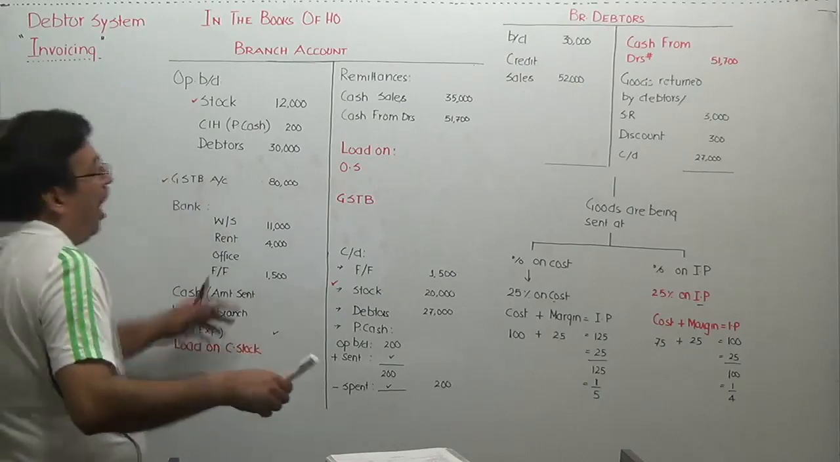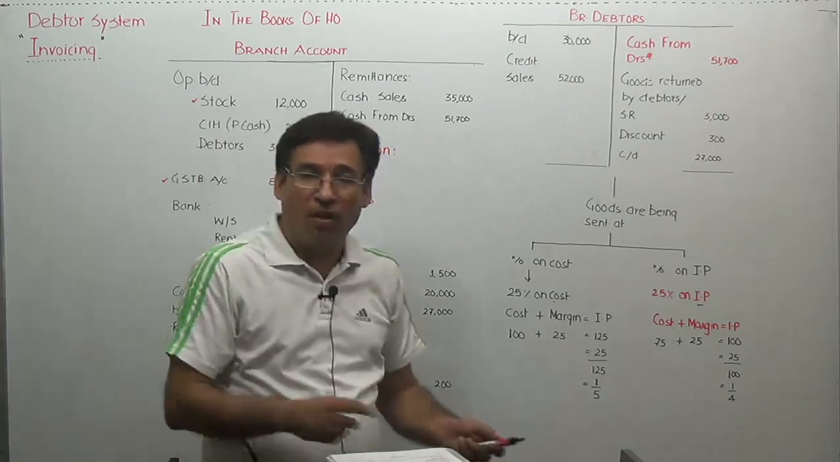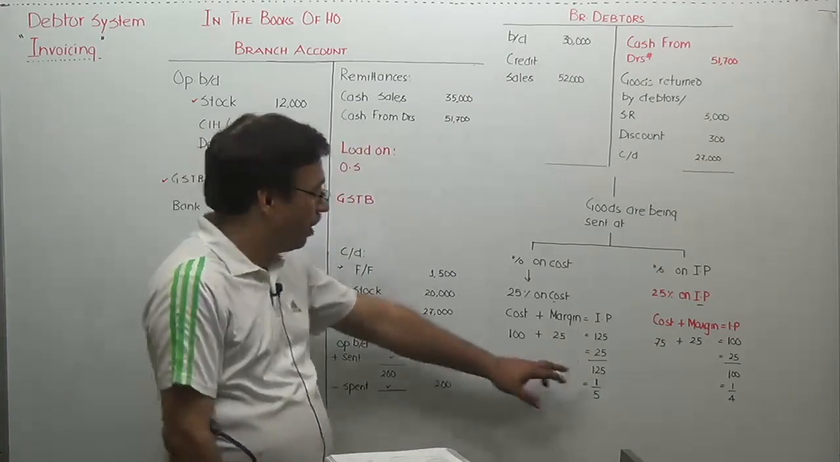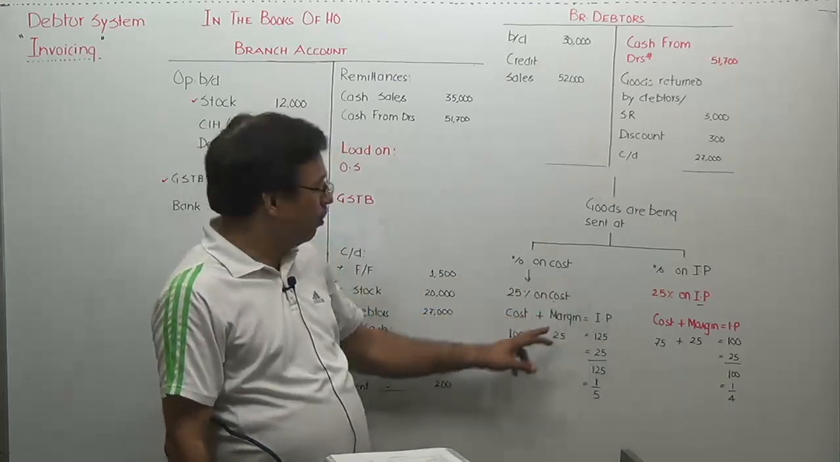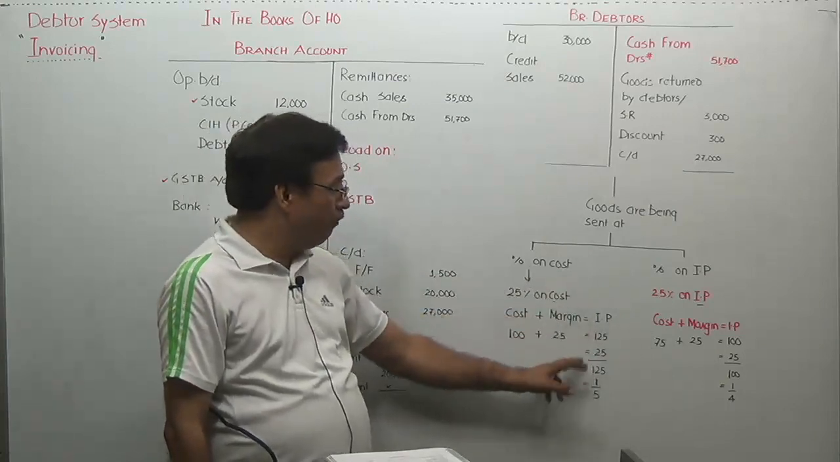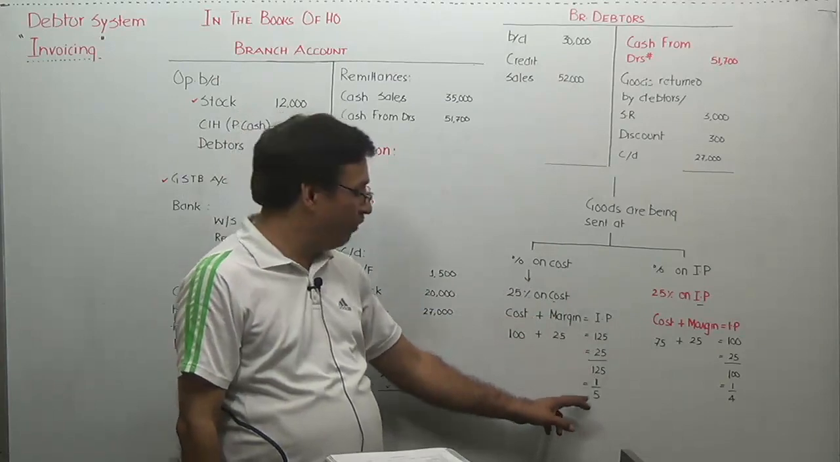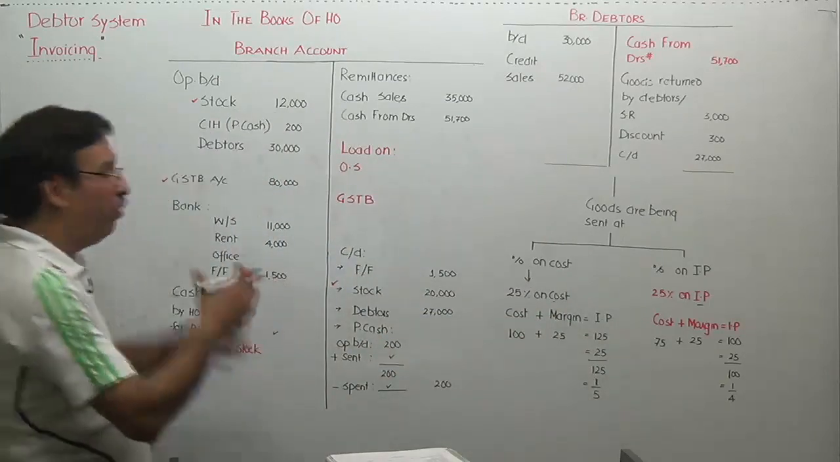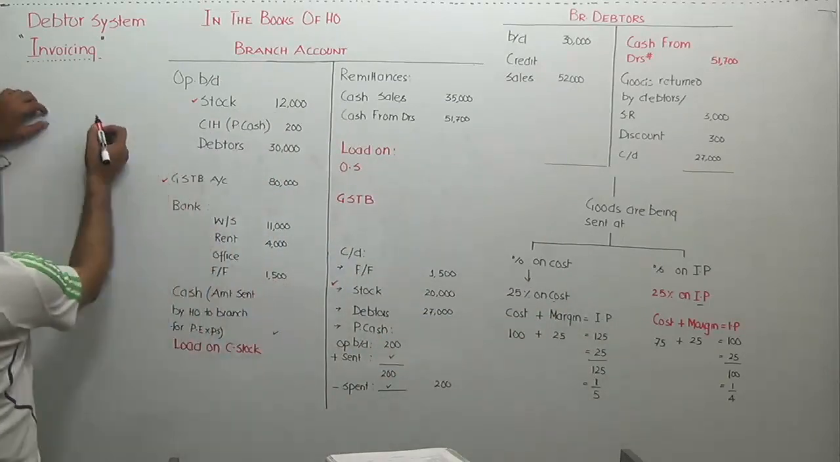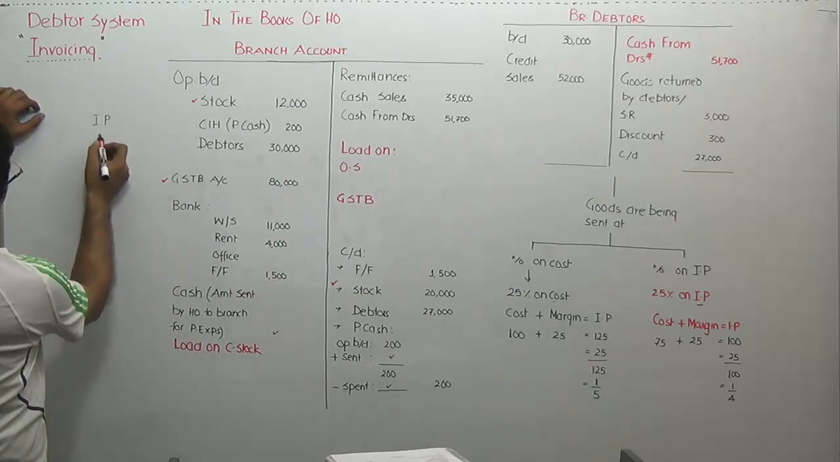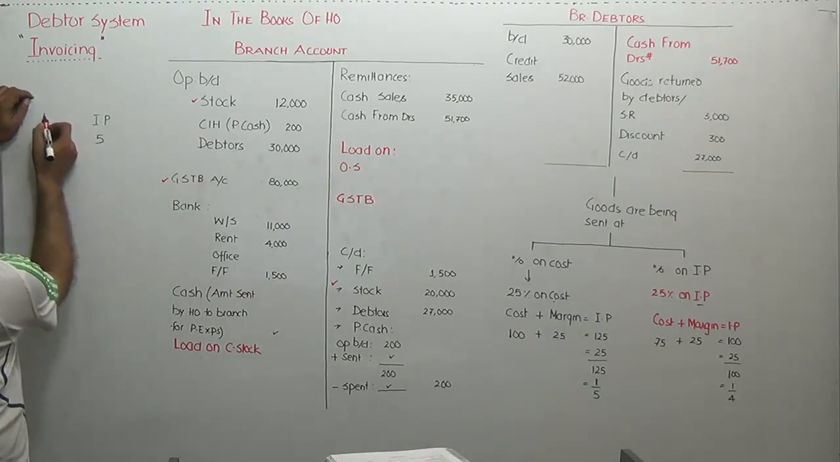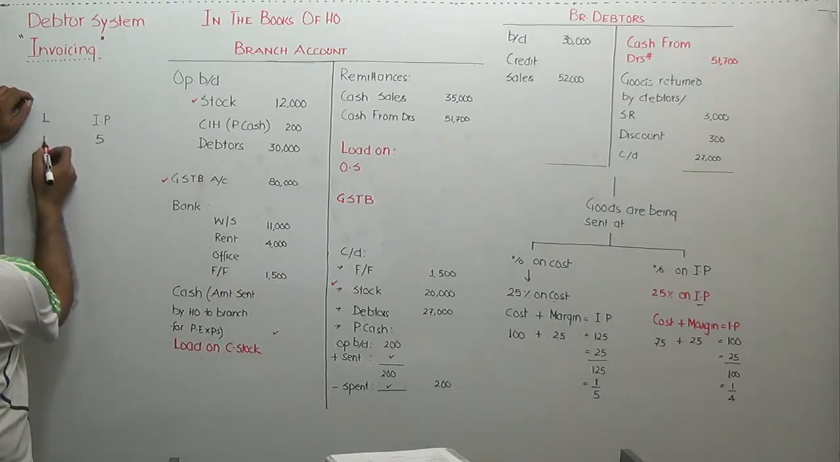Now, how to bring them to cost? It's very simple. See here. We know in this question rate is at cost. So we framed this equation. We computed our rate, that is 1/5. I told you what 1/5 is. 1/5 means if invoice price is 5, your loading or margin is 1.